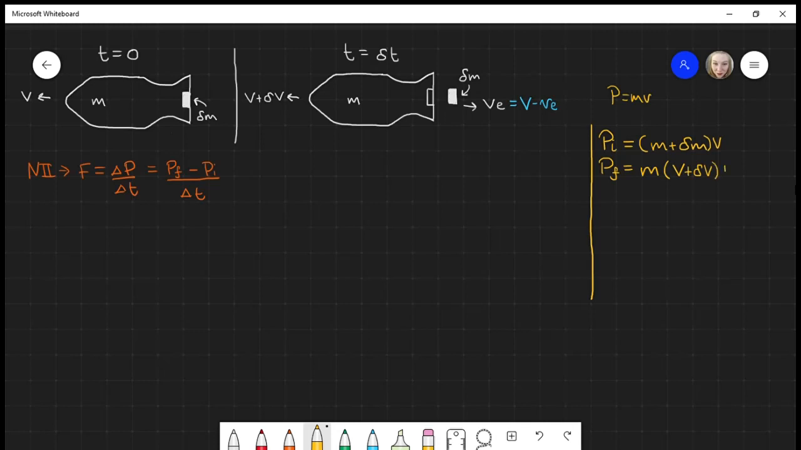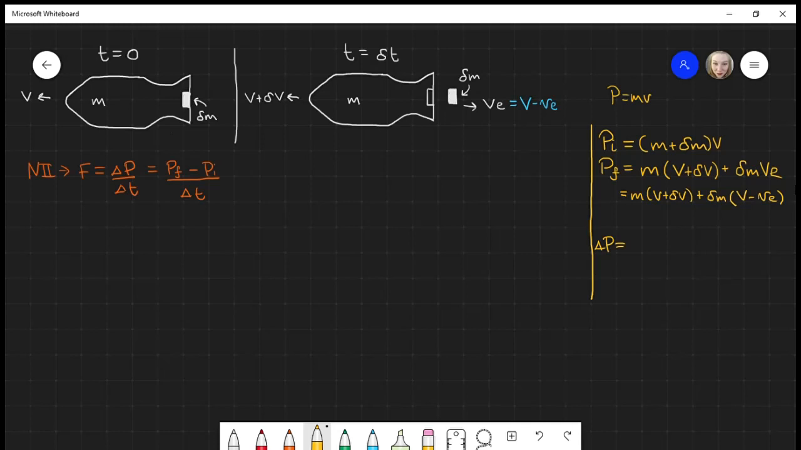And the momentum of the propellant is delta m v e. Now I'm just going to rewrite the v at the end. Okay, now we've got these expressions. Delta p. I'm going to expand the brackets as well.